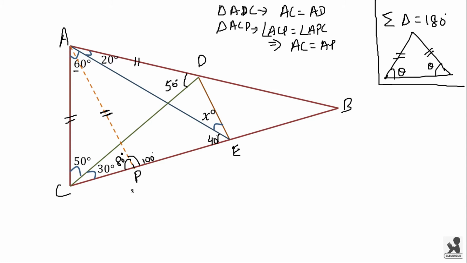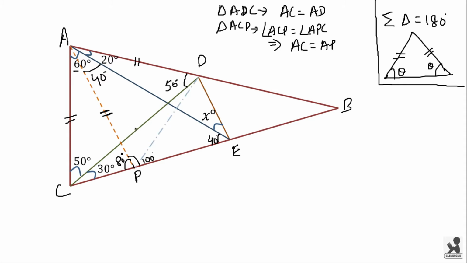Consider triangle APE. In triangle APE, the angle PAE will be equal to 40 degrees. How? Because it will be 180 minus (100 plus 40), that is 180 minus 140. So we get 40 degrees.